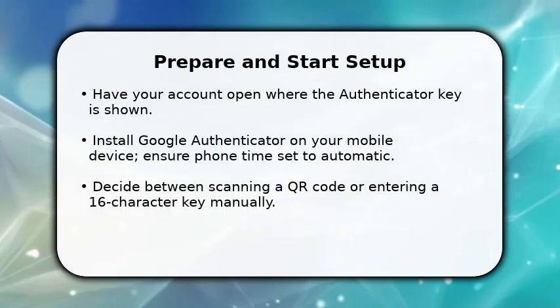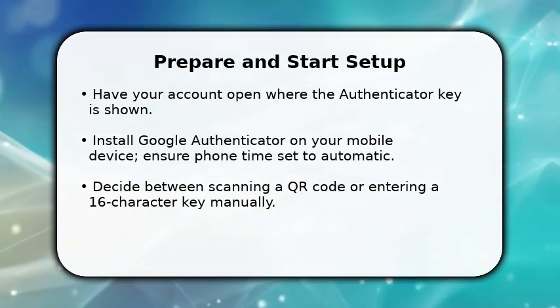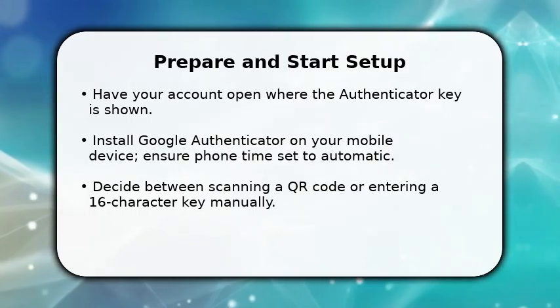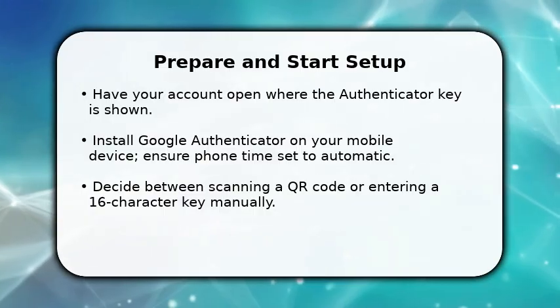You start by opening the service that provided the Google Authenticator key and keeping your account settings visible. On your phone, open the Authenticator app and tap to add a new account. Make sure your device clock is set to automatic so codes sync.